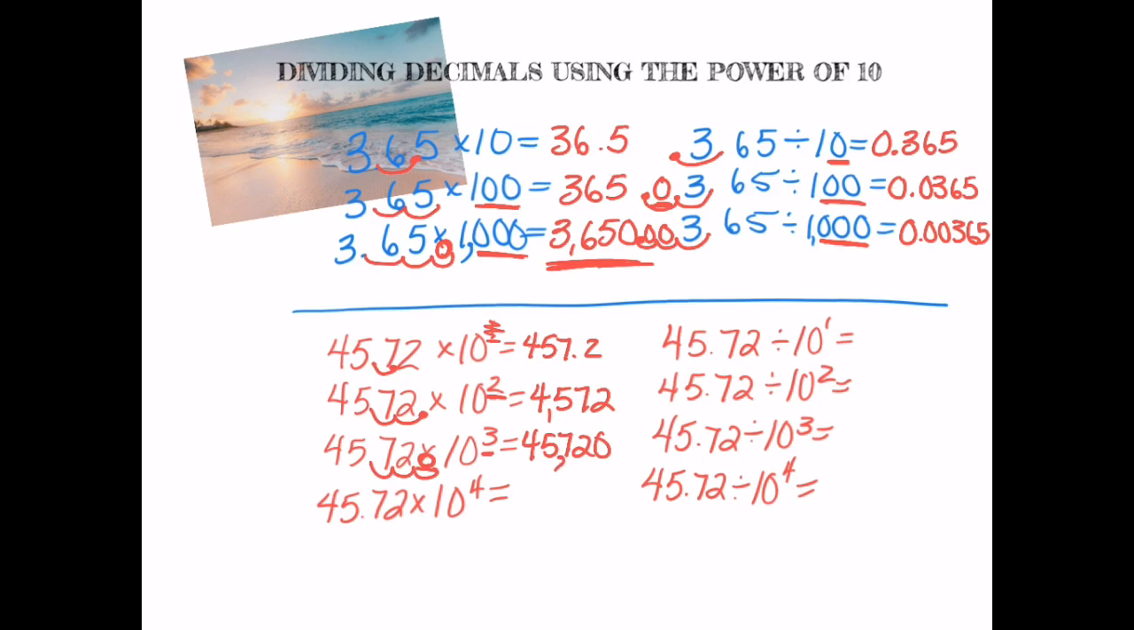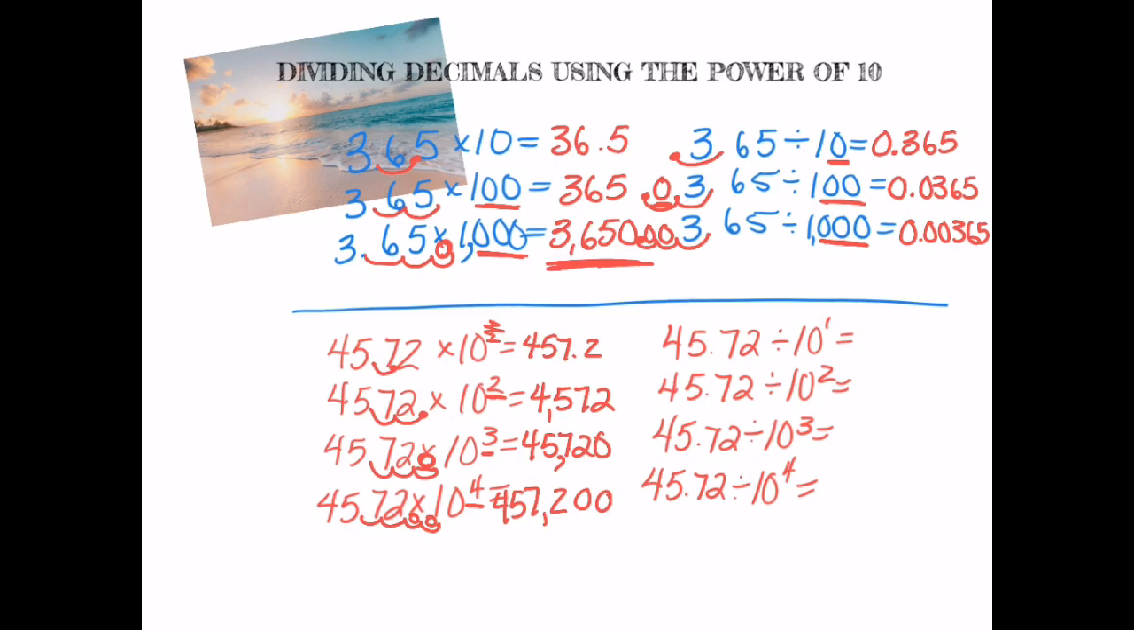45,720. And this time I'm going to move it over 4 times. 1, 2, 3, 4. Fill in the tens and the ones place value. So that would give me 0 ones, 0 tens, 2 hundreds, 7 thousands, 5 ten-thousands, and 4 hundred-thousands. So 457,200, and no decimals anymore in that final number.